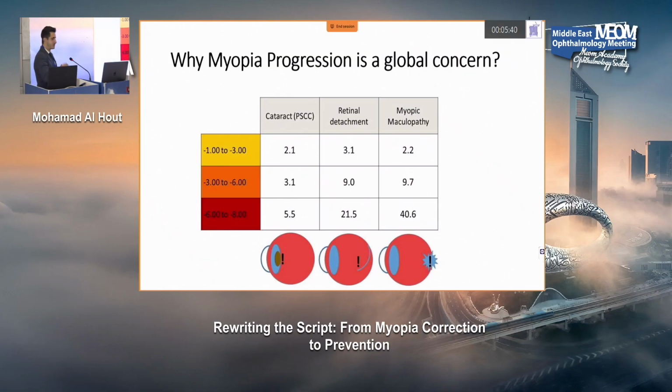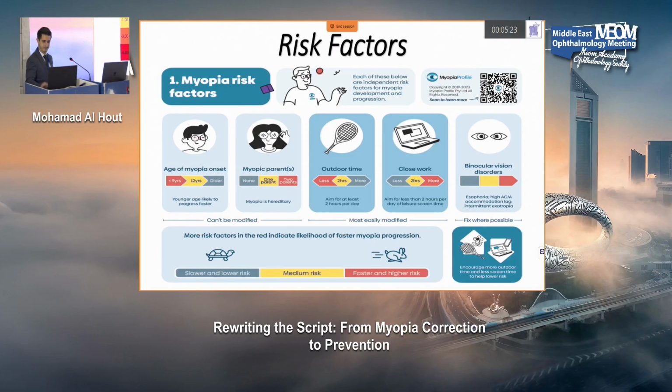As you can see here on the slide, even low myopia can be a risk factor for many patients. Even low myopia will double the risk of having cataract, triple the risk of having retinal detachment, and double the risk of having myopic maculopathy.